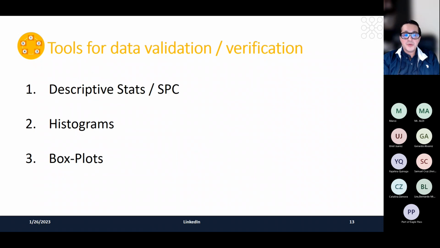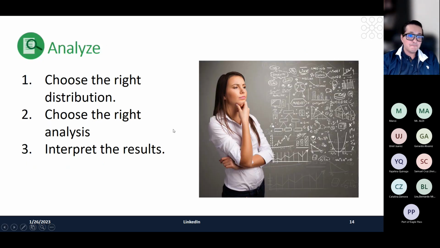The other one that's pretty straightforward is the box plot, and that's one of my favorites. Why? It's very easy to understand, and upper management is used to seeing this type of graph, so it's very easy to convey an idea with it. Now, after we ask the questions, after we prepare, and after we process or validate the data, we have a clean data set.